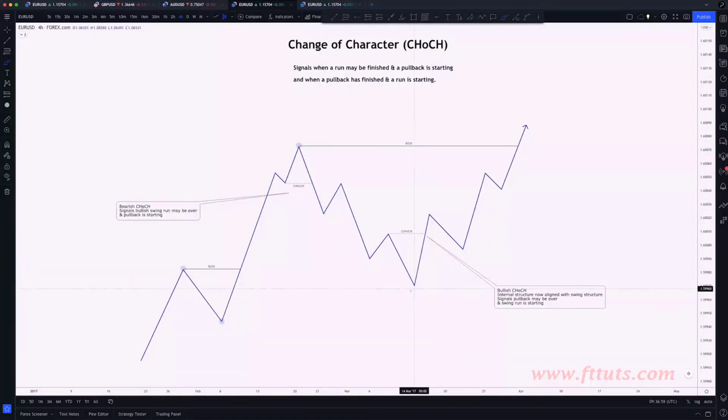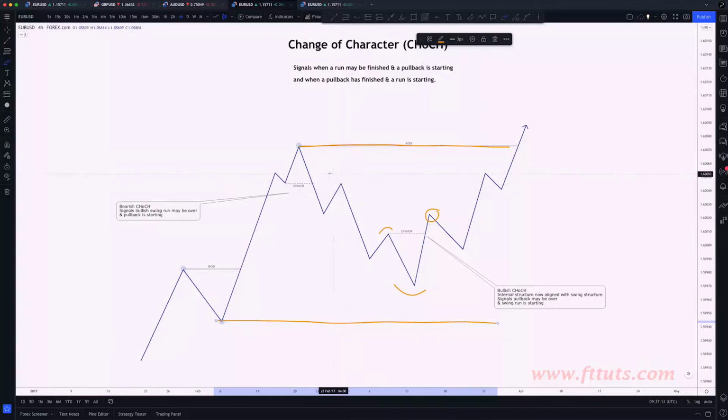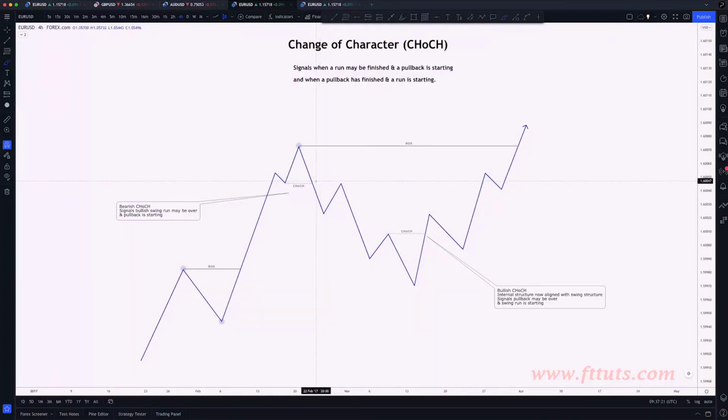Now, how do we know when the pullback is finished and that higher low is likely to have formed? We then get a bullish change of character, okay? Where that internal lower high gets taken out, we then form an internal higher high. Remember, the whole time the swing structure is still bullish. That has not changed. We're just looking at the internal structure. So everything in here is internal structure. We're just looking for that to switch from bearish to bullish. And that basically just allows us to anticipate when the pullback is starting, and then when the pullback has finished.